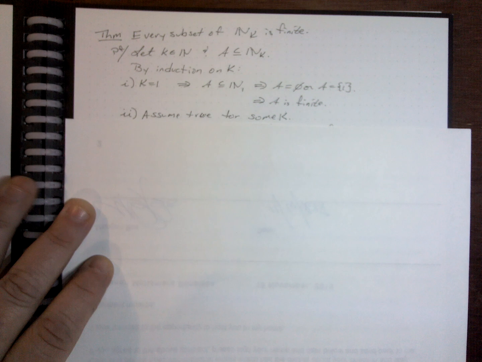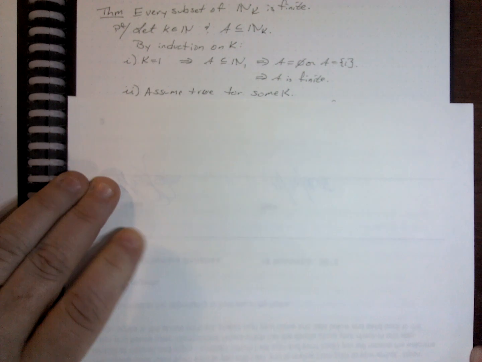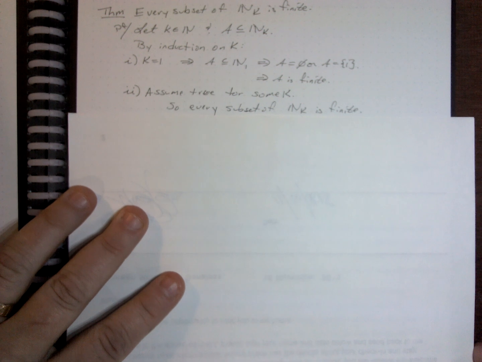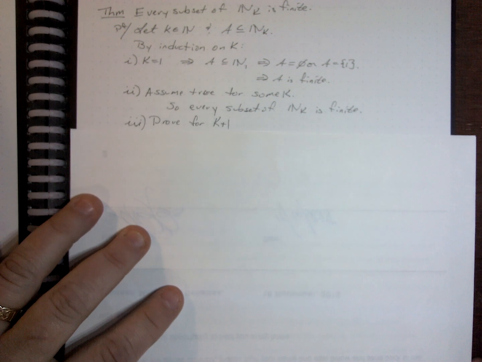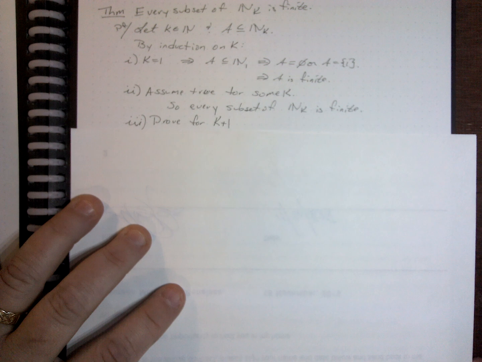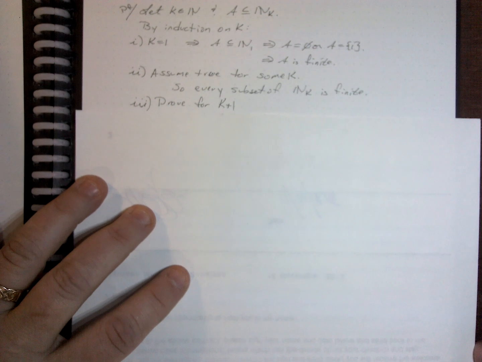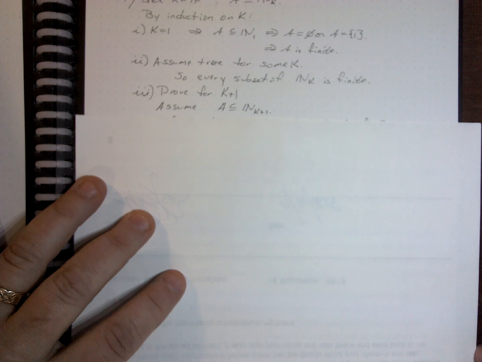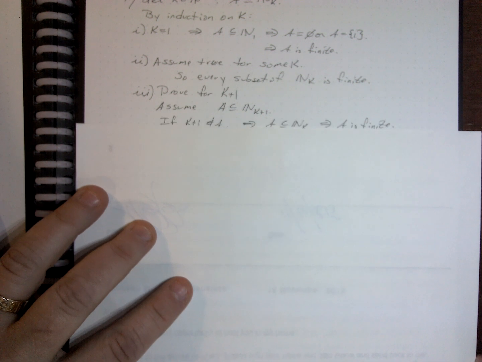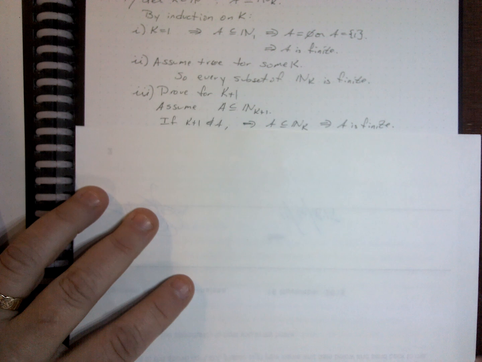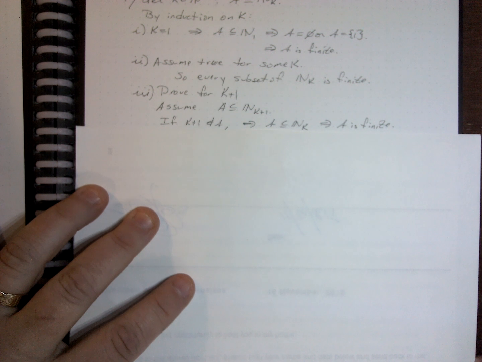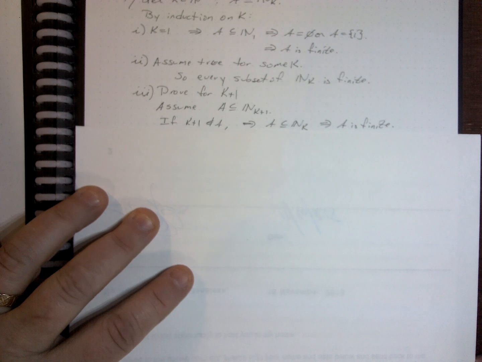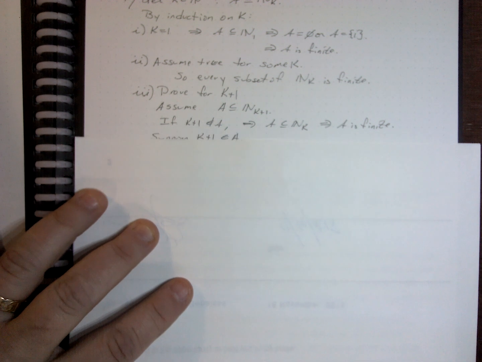Assume this is true for some k. So that means every subset of n sub k is finite. I want to prove it for k plus 1. So I want to show that every subset of n sub k plus 1 is finite. Assume A is a subset of n sub k plus 1. Well, if k plus 1 is not actually in A, then A is a subset of n sub k, which means A is finite. So now what if k plus 1 is in A?